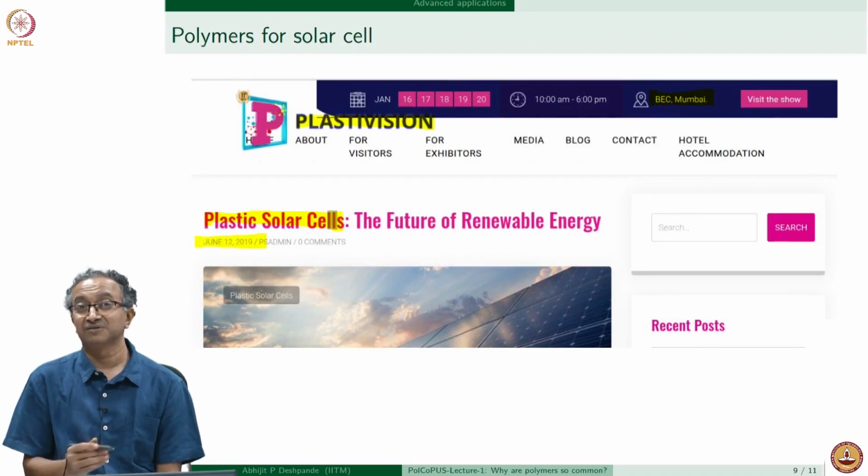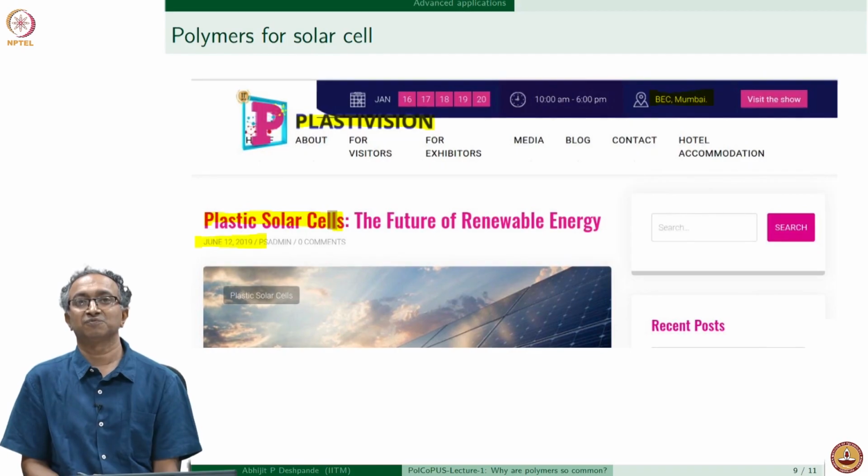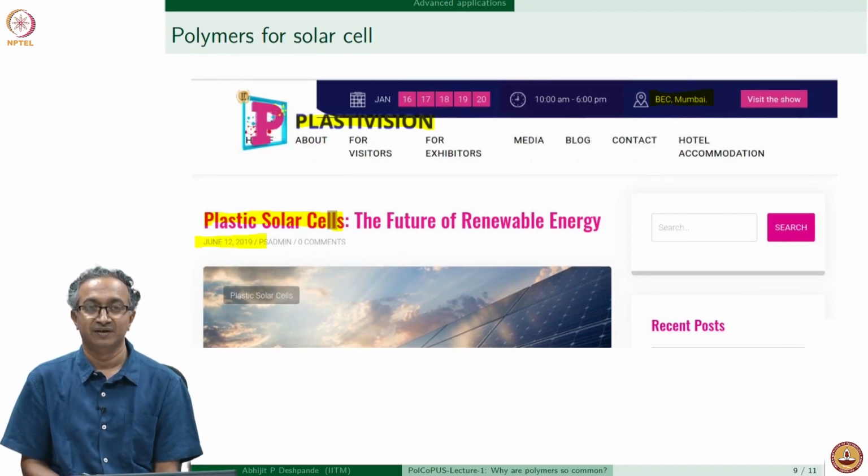And mind you, this is not plastic cover for a solar cell which is based on inorganic materials. This is where each and every component within a solar cell is being made out of polymers. And that's why they are called plastic solar cells. So you can get conducting, semiconducting and insulating properties out of polymers. And therefore you can think of them as electronic materials also.